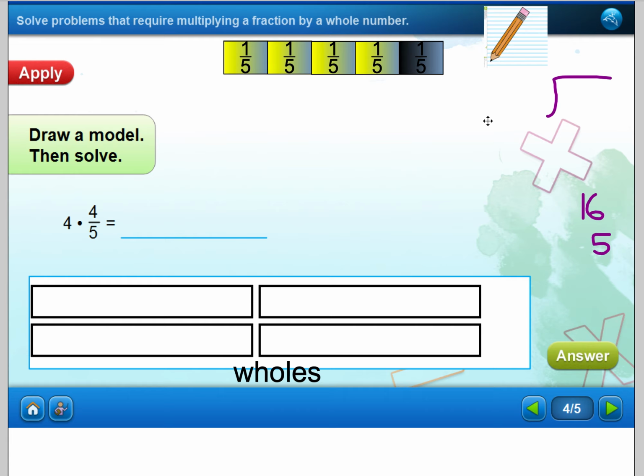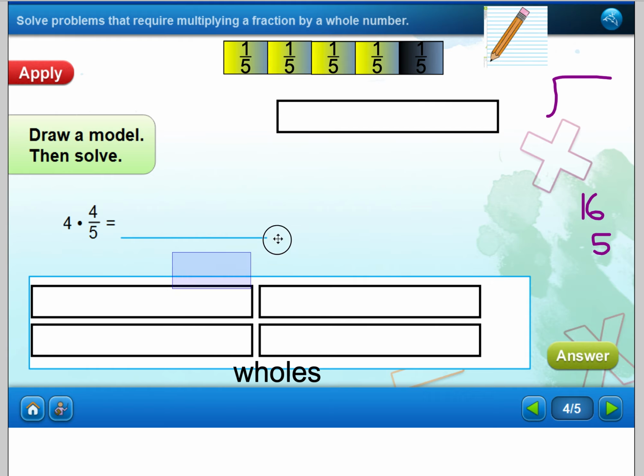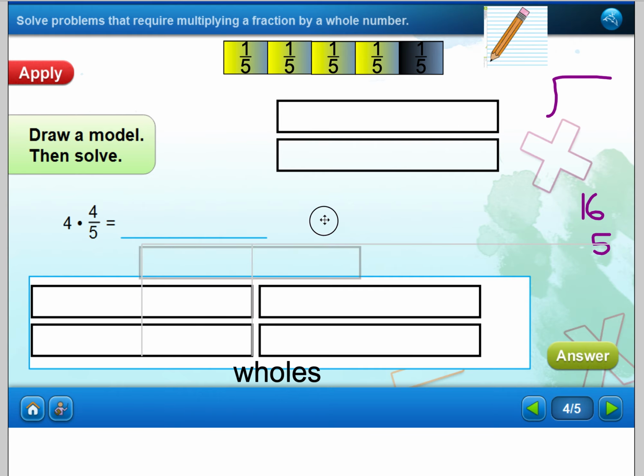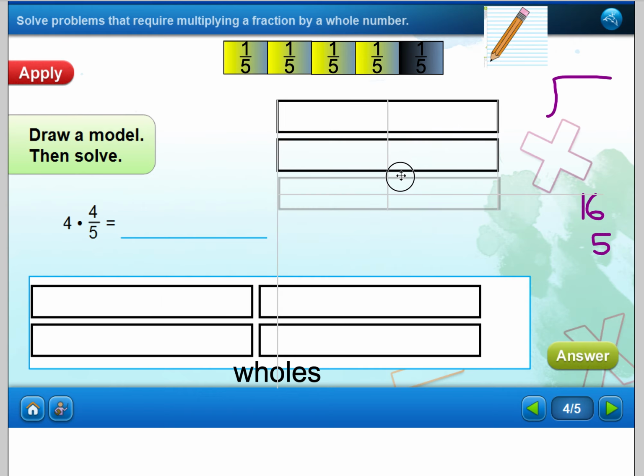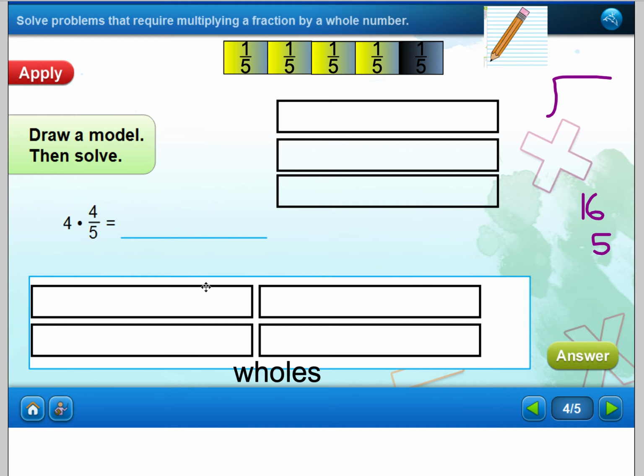So here we have 4 wholes times 4/5. What I'd like you to do, on your notebook paper, is draw 4 bars. Now, the bars should be about 2 lines tall in your notebook paper. And you're going to do 4 of them, kind of like this. And that will represent the 4, the whole. All right? So, underneath those 4 bars, would you write this equation?